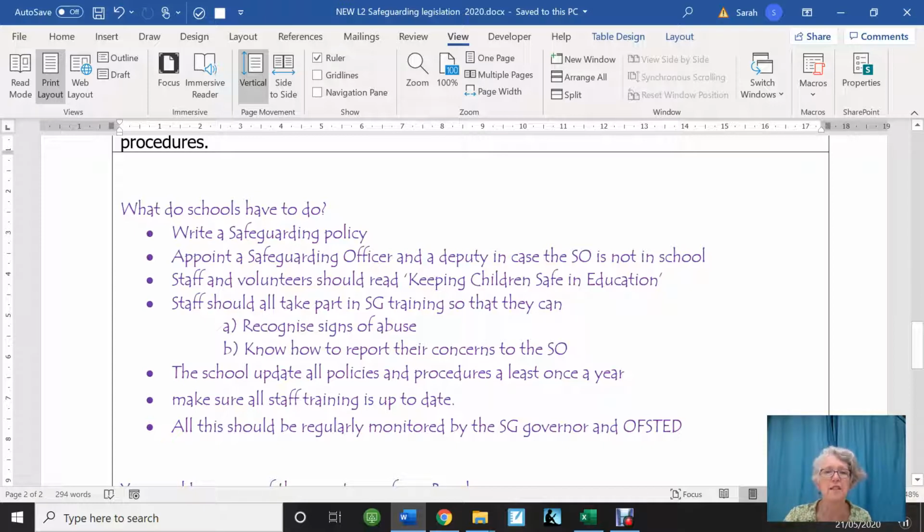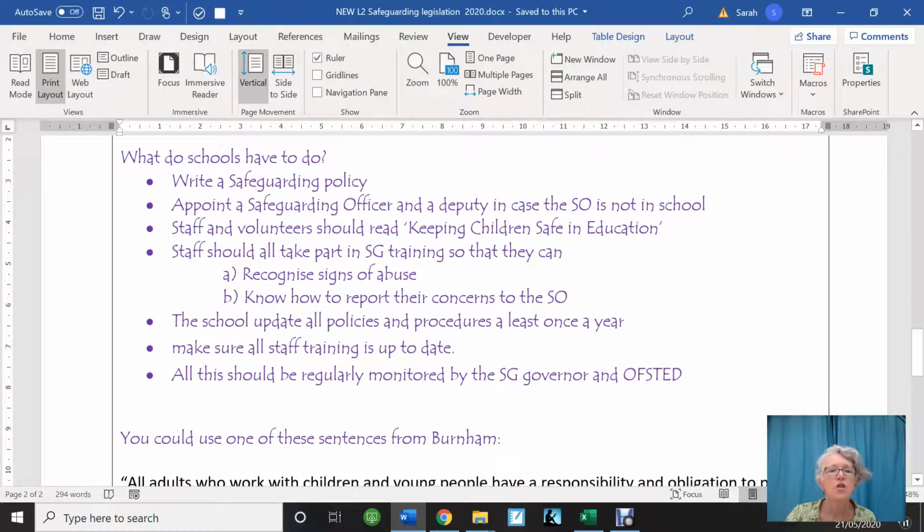We're going to look at these two in more detail in the next couple of weeks. The school must keep their policies up to date. At least once a year they need to be reviewed. There's always new safeguarding legislation coming out, so the safeguarding officer needs to have training and keep everything up to date and make sure that their staff training is up to date. It's no good doing training at the beginning of the school year and then if you get a new member of staff who joins at Easter, have they had the training?